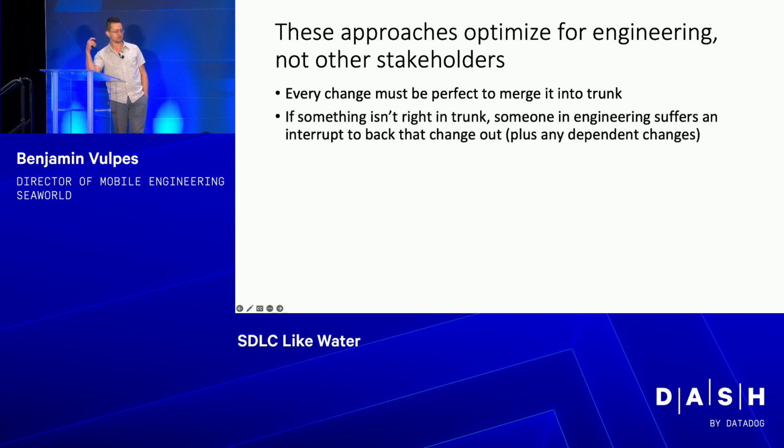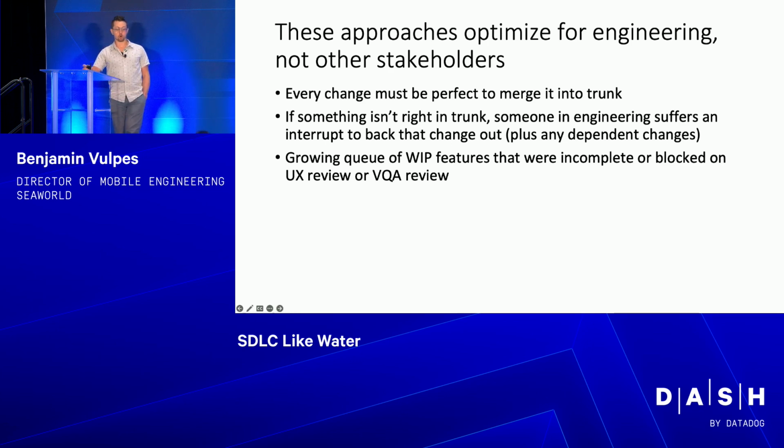Otherwise, the build is broken. And if something isn't right in the trunk, then someone in engineering suffers an interrupt and has to back that change out. And if there are dependent changes that have made it into trunk since then, those have to come out as well. Maybe changes aren't necessarily logically dependent, but they touch the same files. In the weeds here, but you can see how this is expensive.